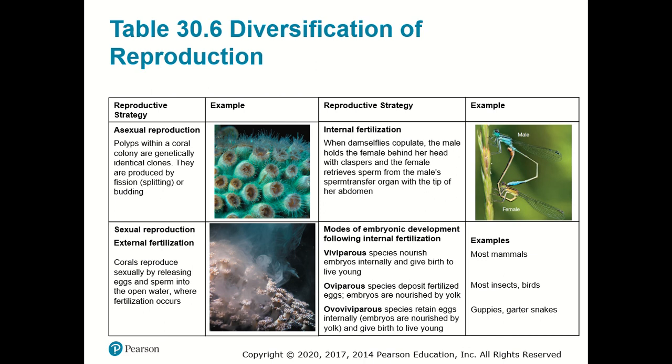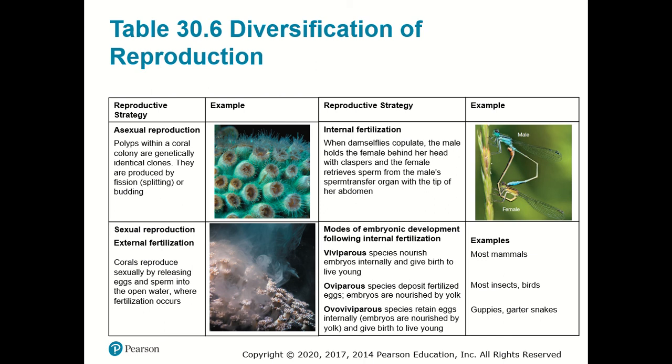There's 2 different ways in which this can be done. First and foremost is external fertilization. So eggs are laid on the outside of the body of the female, and then the male goes ahead and releases the sperm right on top of the eggs in order to fertilize those eggs. So those eggs go ahead and develop into the animal. They're outside of the body of the female.